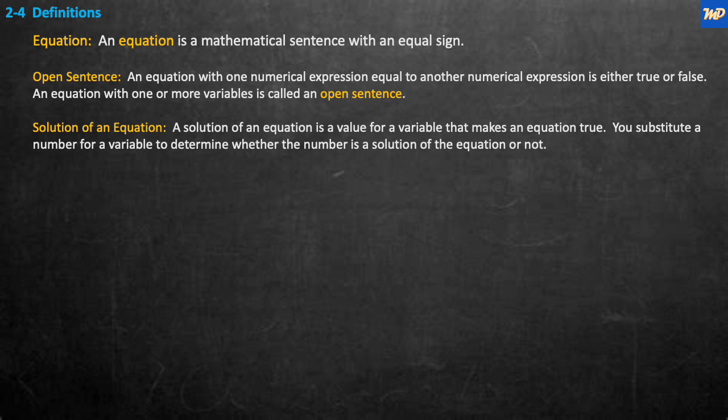Before we get started, there are a few definitions I'd like to go over. An equation is a mathematical sentence with an equal sign. An open sentence, an equation with one numerical expression equal to another numerical expression, is either true or false. An equation with one or more variables is called an open sentence. A solution of an equation is the value for a variable that makes the equation true. You substitute a number for a variable to determine whether the number is a solution of the equation or not.